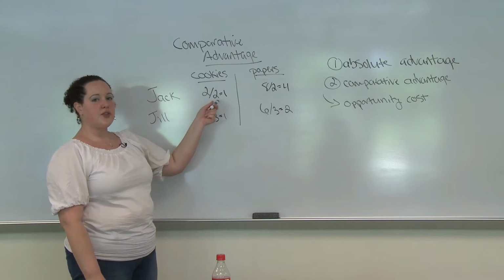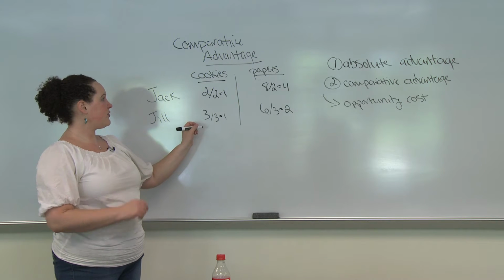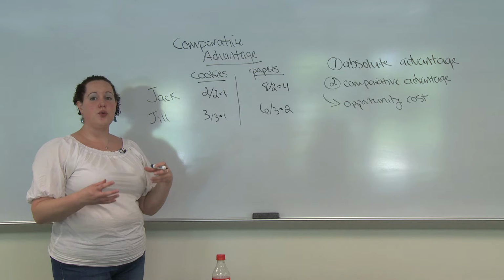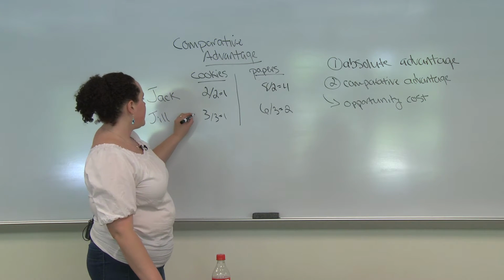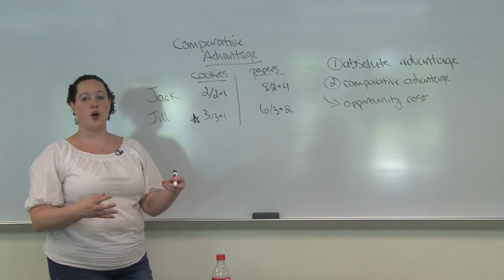So to make 1 extra batch of cookies, Jack gives up 4 papers. To make 1 extra batch of cookies, Jill gives up 2 papers. Because Jill gives up fewer papers per batch of cookies that she makes, she has the comparative advantage in cookies because her opportunity cost of cookies is lower than Jack's.